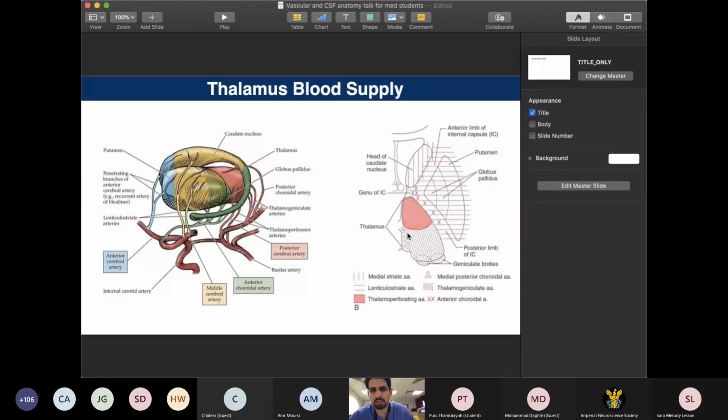You can see that the medial striate and the lenticular striate arteries, that are those small, unnamed groups of arteries, supply a large amount of the basal ganglia and the thalamus. That's why they're so important.